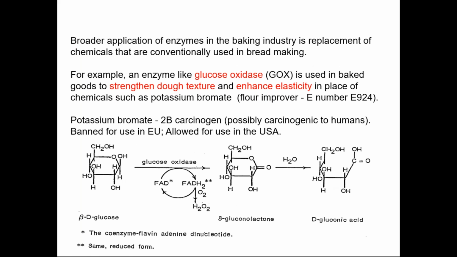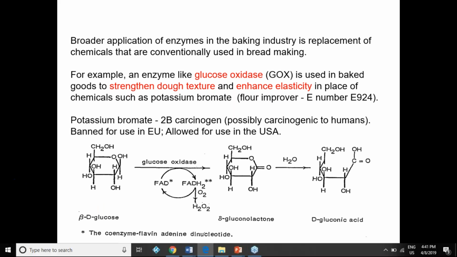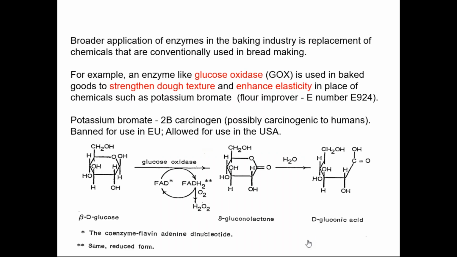Another example of an enzyme that is used in the baking industry is glucose oxidase. You know, potassium bromate has been banned and it cannot be used in food. Earlier, it was used in wheat flour to strengthen the dough mixture and to enhance the elasticity. But since it is banned now, you have to find an alternative, and the alternative that has been found is glucose oxidase, which forms gluconolactone and gluconic acid, and it can actually bring about the same properties as those of potassium bromate.